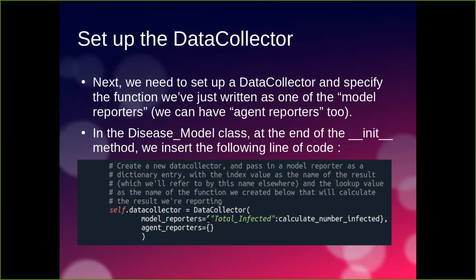You can have both model reporters and agent reporters, but these are results about the model because it's looking at the meta level of how many agents are infected in the model. So we set that up as model reporters. We set it up as a dictionary with the name of the outcome that we're reporting, and then the function that is going to be used to calculate that. So that's the function we've just written: calculate number infected. And total infected is what we're going to call it. What we call it here is important because we're going to need to reference that in a second. Obviously, if you have more than one outcome being reported, then you'd include more than one entry in the dictionary.